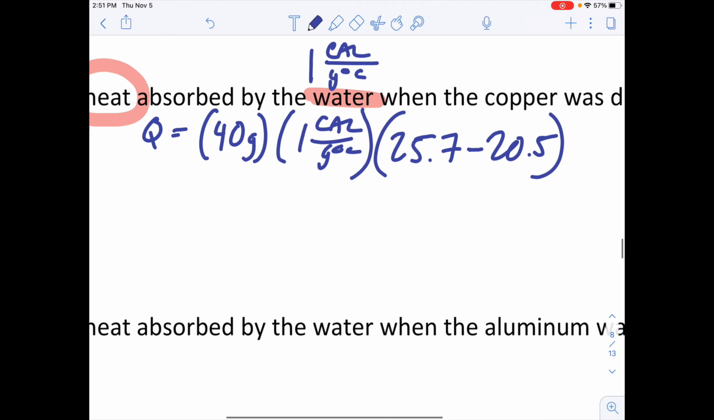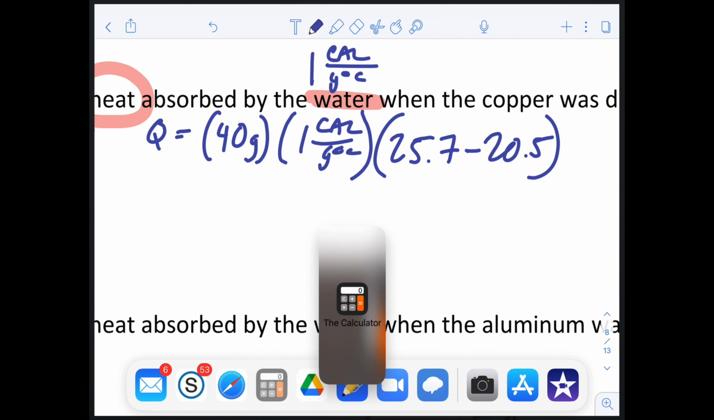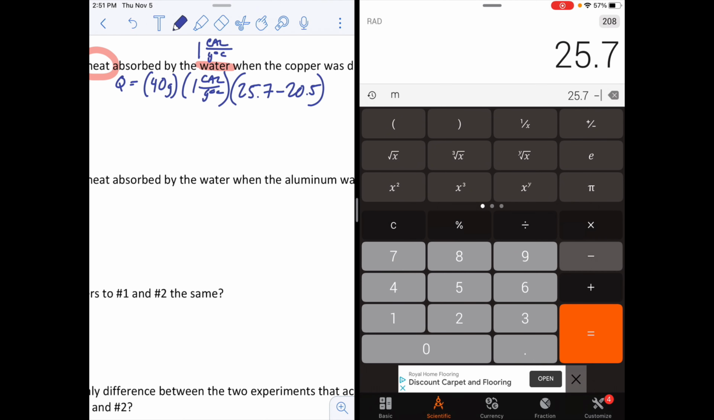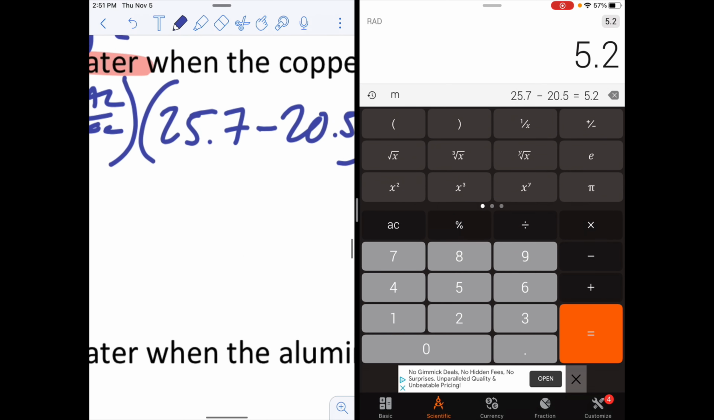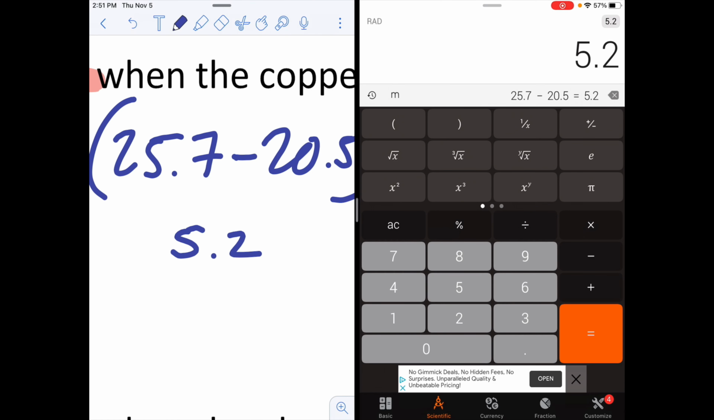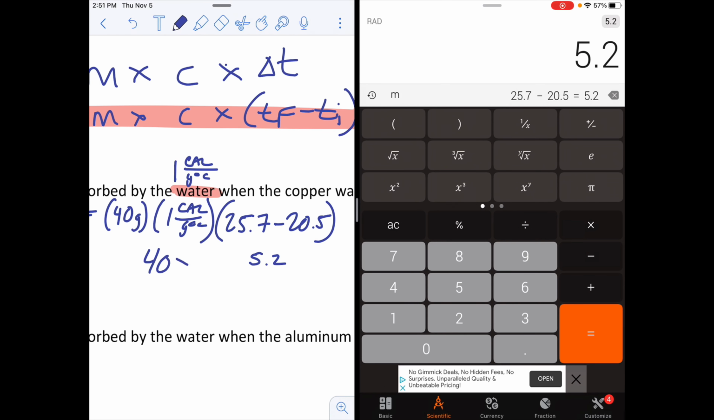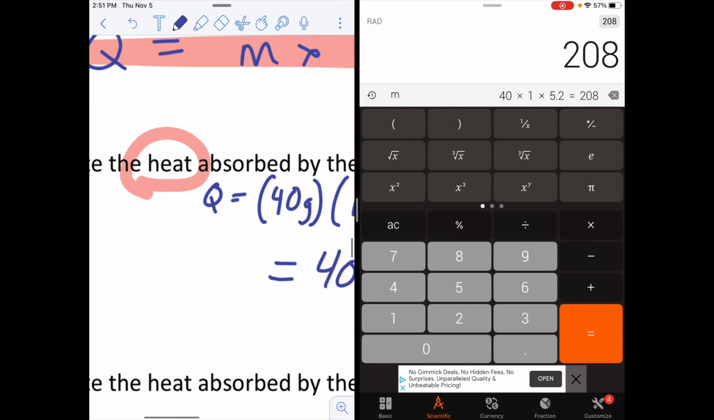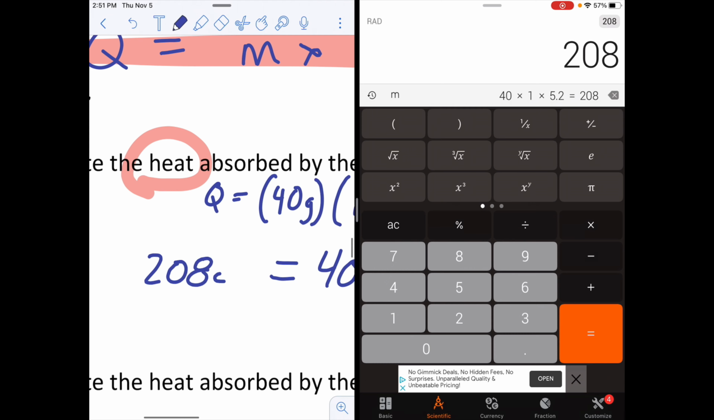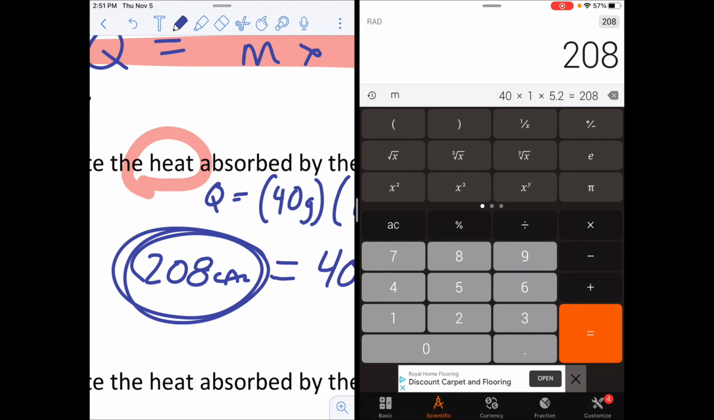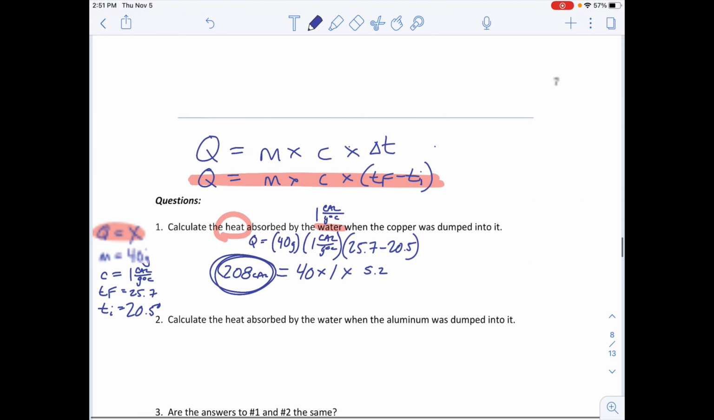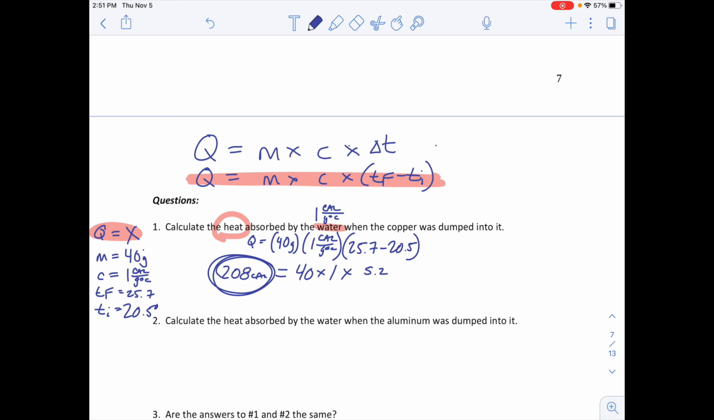Now I flip over to math mode. Simply do what's in the parentheses first. 25.7 minus 20.5 gives me 5.2. So then 40 times 1 times 5.2. That solves for my Q. 40 times 1 times 5.2 gives me 208 calories. That is how much energy was absorbed by the water when the copper was dumped into it.